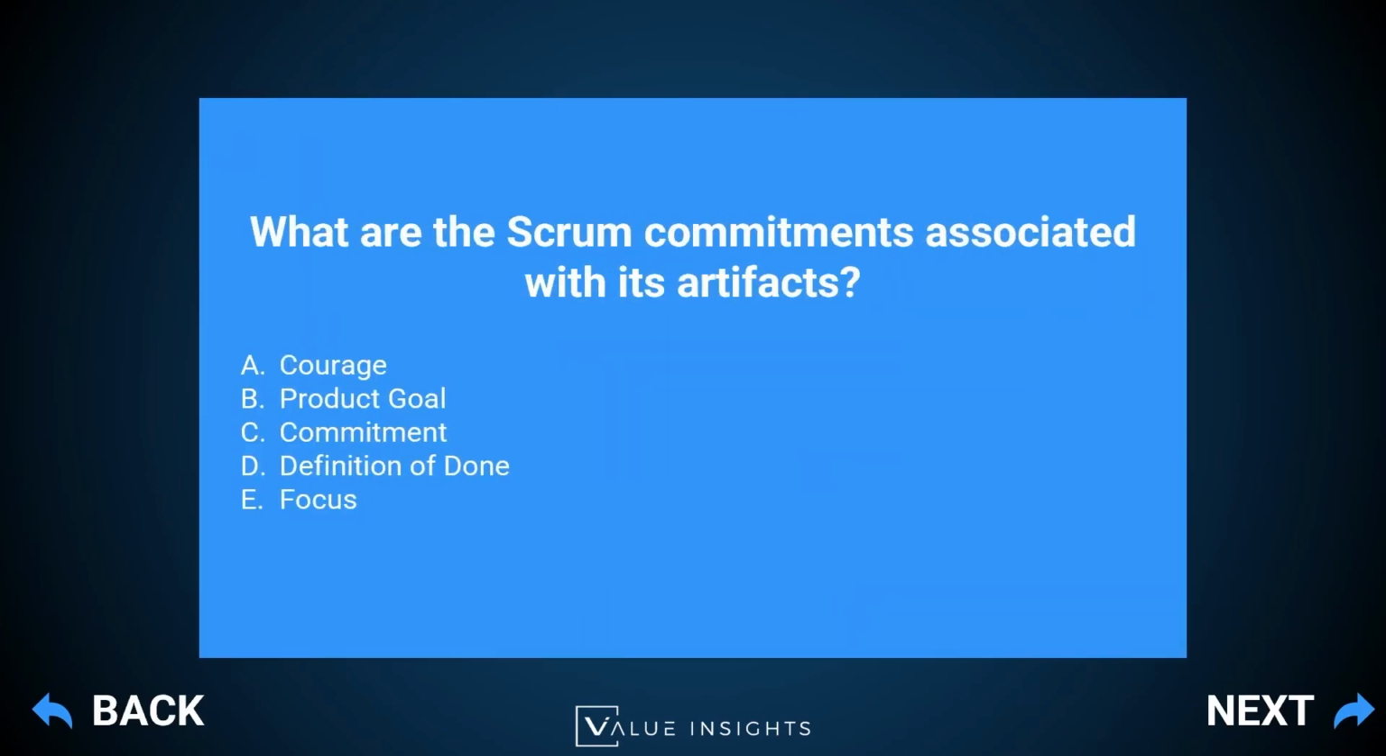As you know, we have 3 official Scrum artifacts, therefore there should be 3 commitments associated to them. And those are the product goal for the product backlog. Product goal is a commitment associated with the product backlog. And D, definition of done. Definition of done is a commitment to the increment. We have another commitment which is missing here, and this is the sprint goal, which is associated with the sprint backlog.